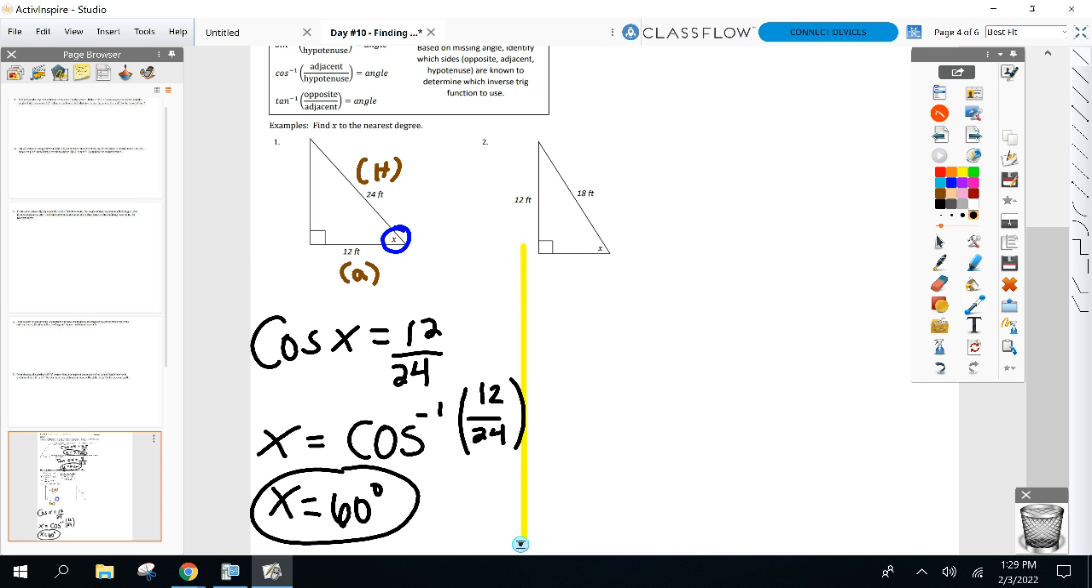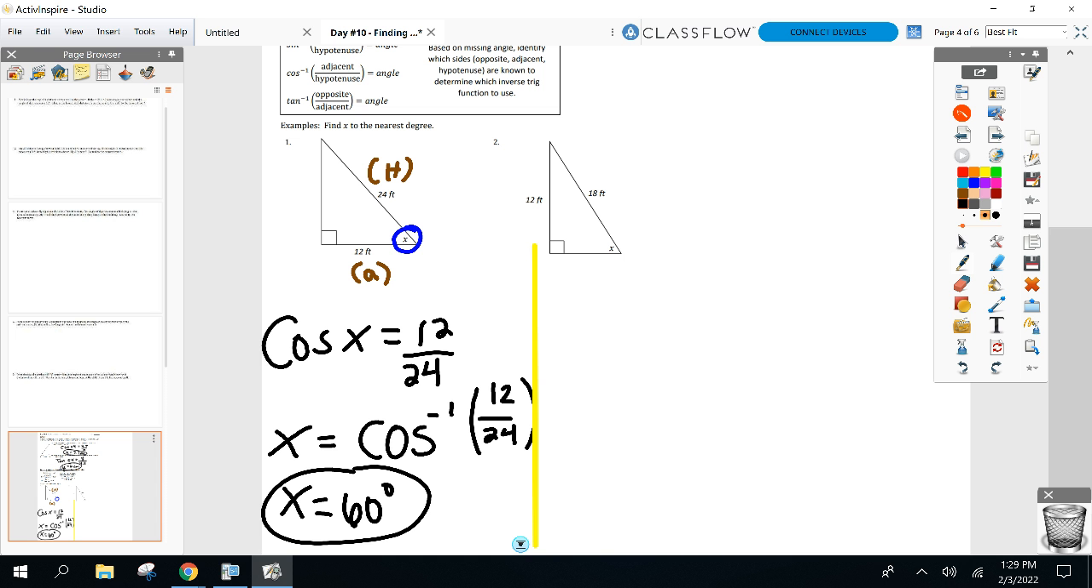0.5, you want to put 0.5 in? Still works. Yep, doesn't need to be like that. Other questions? All right, one doesn't make you great. We need more reps. Let's find angle X in the second problem.